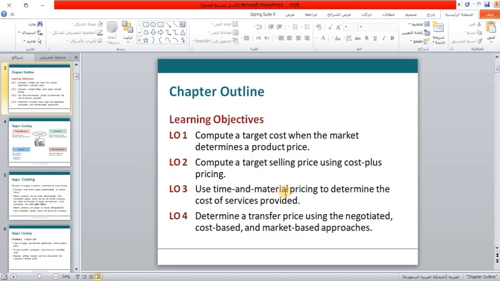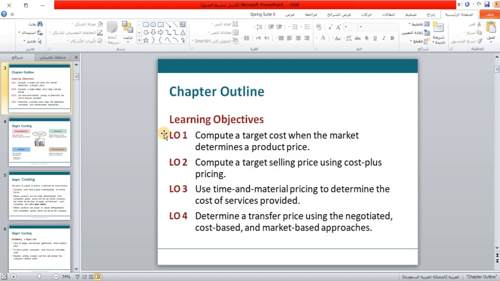Use time and material pricing to determine the cost of service provided, using the time and the materials used to determine the cost of the service. The last one: determine a transfer price using negotiated, cost-based and market-based approaches.